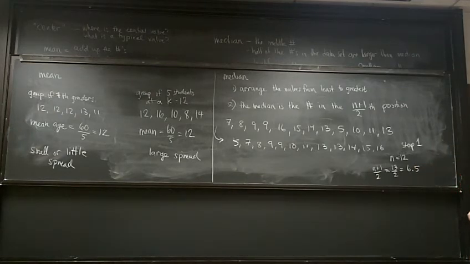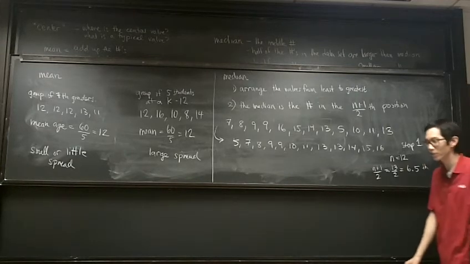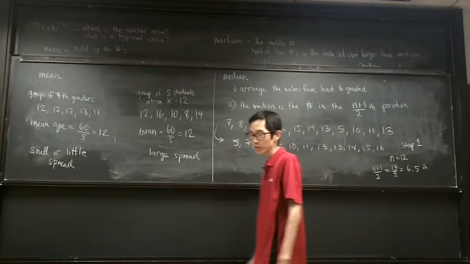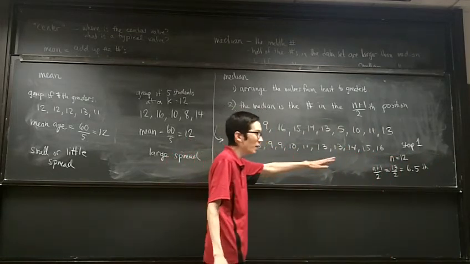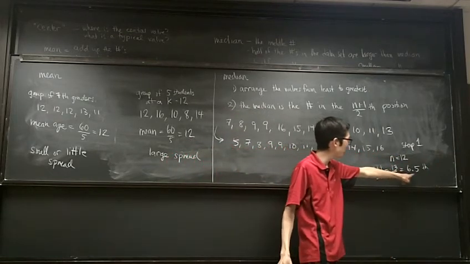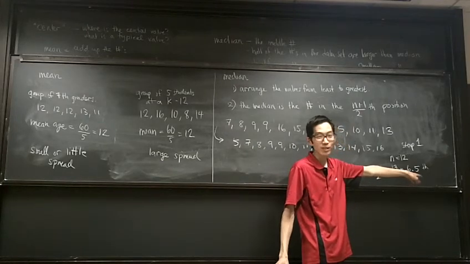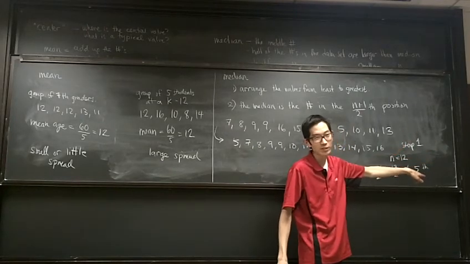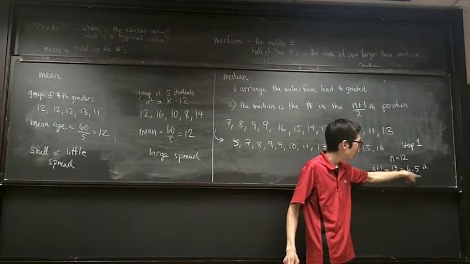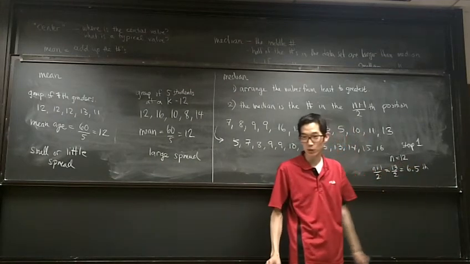Everyone's with me so far? Just nod your head if you're doing good. Okay, 3 of you nodded your head. Okay, so we're going to find the number in the 6.5 position. A common mistake is people will say my median is 6.5. My median is not 6.5. This only tells me where my median is going to be.